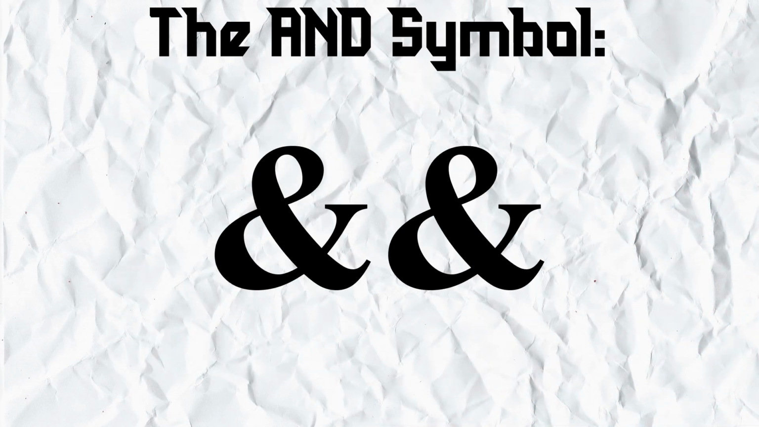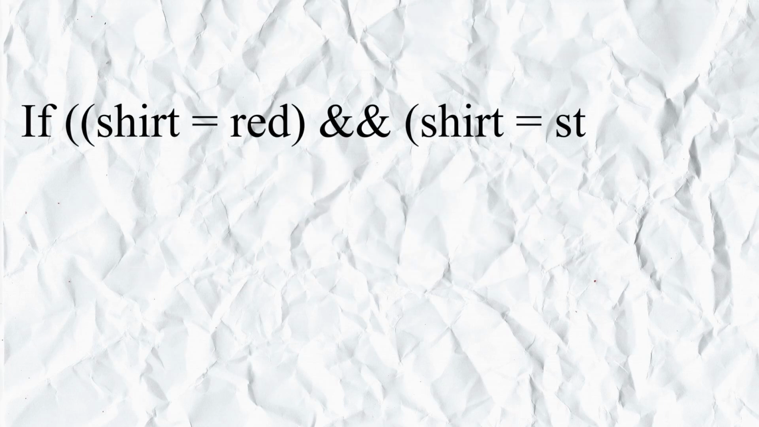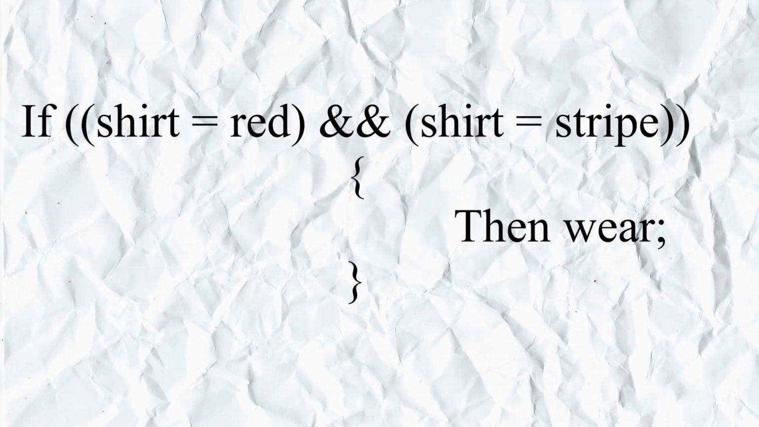This gate is represented by this symbol in coding, and you may see a code written like this. If shirt equals red, and shirt equals stripe, then wear. Notice how we said shirt equals twice. This is essential in coding, but it's not what I'm going to go about over here in this video. Our next gate is the OR gate.